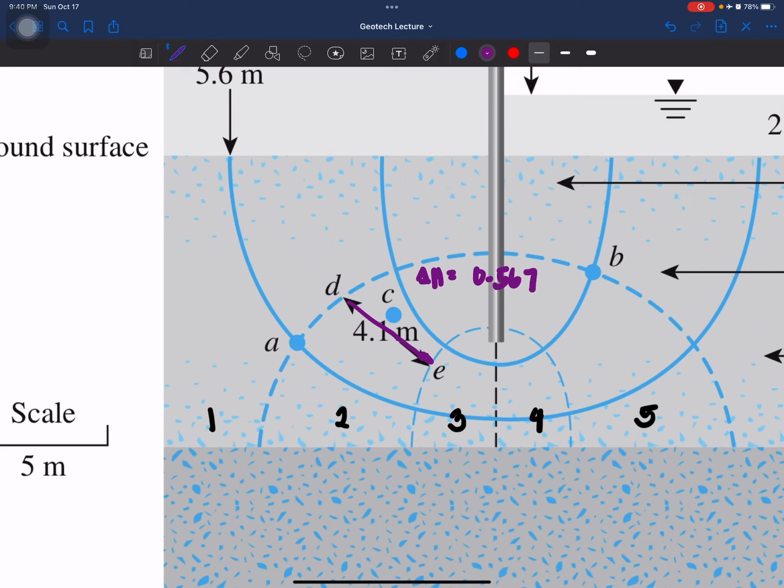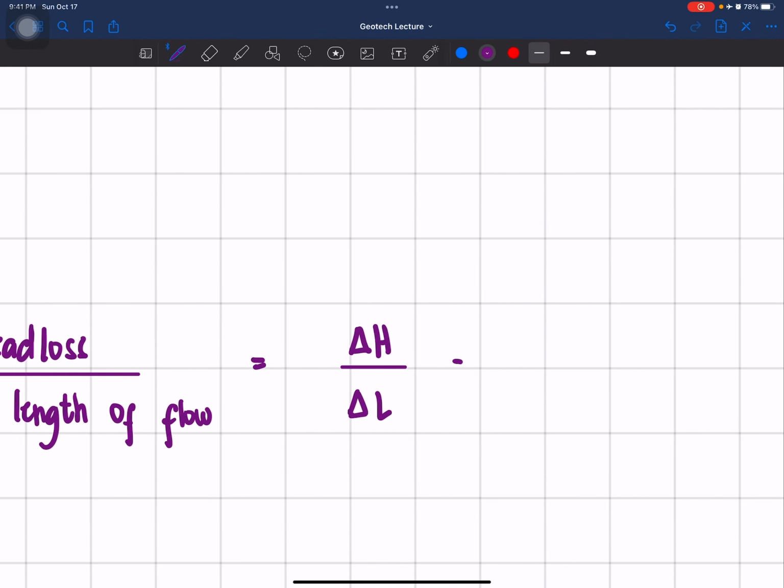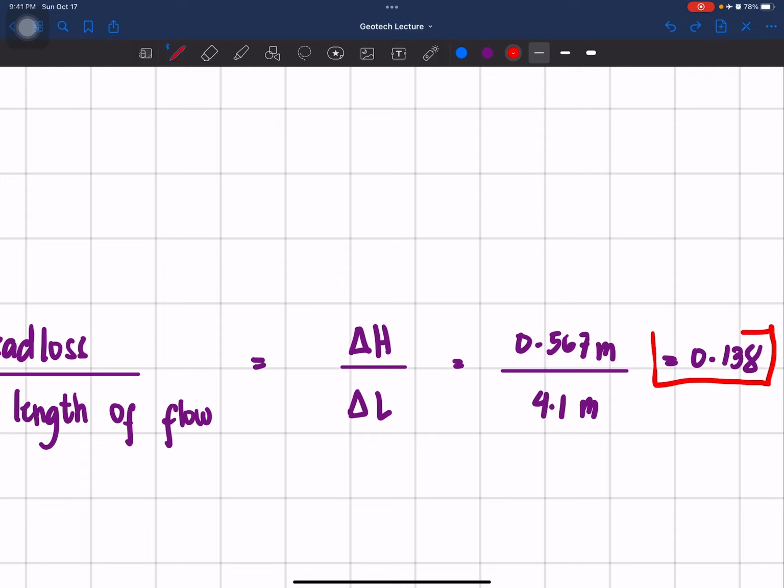This is our average flow kasi it is presumed that the flow of water is in this direction. Pag ganyan. Okay? So, that is just the approximate. Okay? So, 4.1 yon. So, what will be our delta H? That is 0.567 meters all over 4.1 meters. And this is now your hydraulic gradient. Okay? That's 0.138. Okay? So, that is your hydraulic gradient. Okay. So that is our example for the flow net.